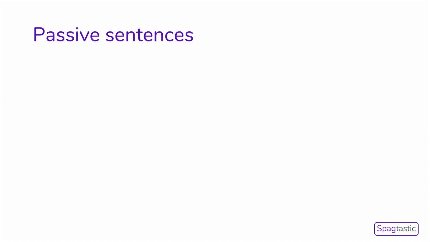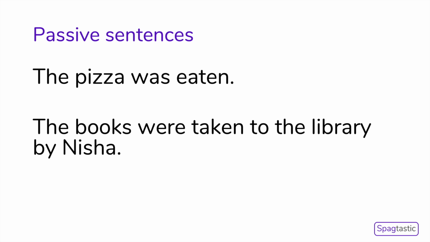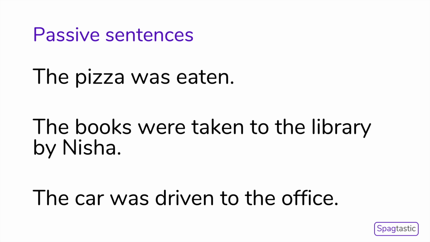Here are some more examples of passive sentences. The pizza was eaten is a passive sentence because it is not clear who ate the pizza. Another passive sentence is, the books were taken to the library by Nisha. This is passive because the books are the subject and they are having the action done to them. Our final sentence is, the car was driven to the office. This is a passive sentence because we aren't told who the car was driven to the office by.